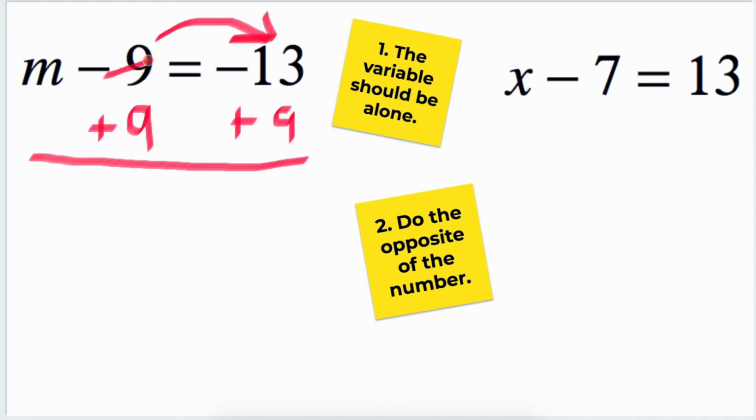These two numbers here are going to cancel because they're the same number with different signs, so they're going to equal 0, and I've only remained with m. Negative 13 plus 9 is going to be equal to negative 4.